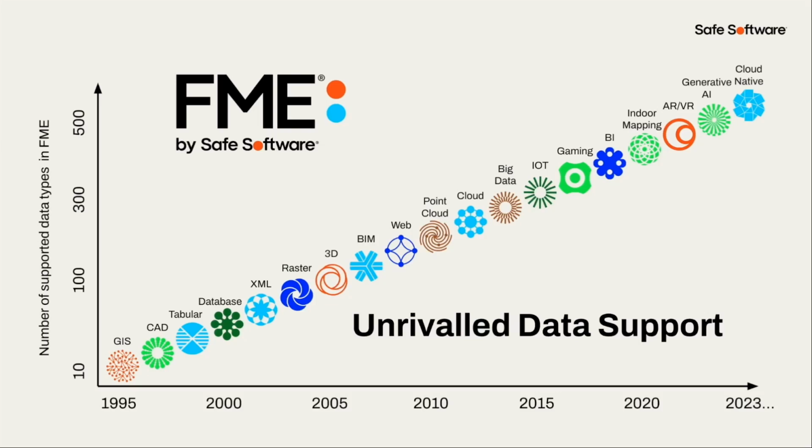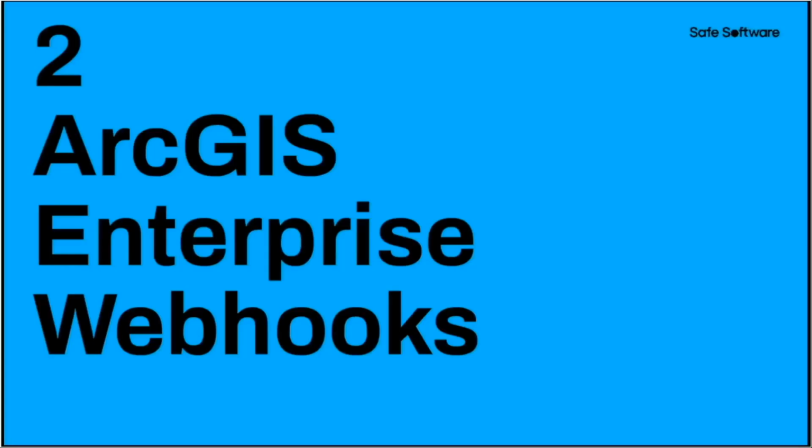We support over 500 data formats, including all the latest and greatest acronyms. We have AI, AR, VR, IoT, you name it. And our supported integrations list is always expanding. But the ArcGIS Enterprise platform is one of our most well-established and well-supported integrations, I'd say. We have a lot of customers using Enterprise.